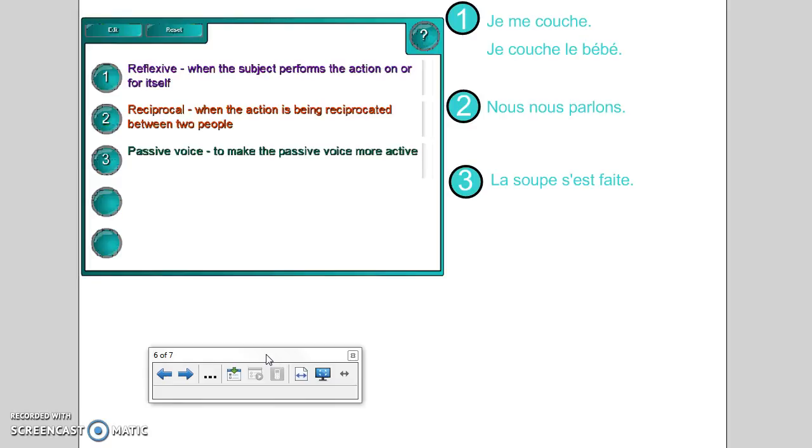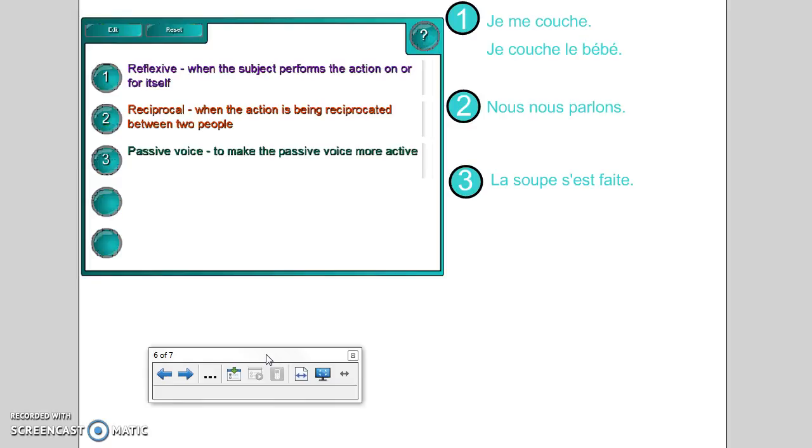So for example, if you look over to the right, you see some examples. We see je me couche. The verb coucher means to put to bed. So when I say je me couche, I am putting myself to bed. We typically use reflexives in English by putting the word myself or herself or himself. We just don't use that in English. In French we use this reflexive pronoun.